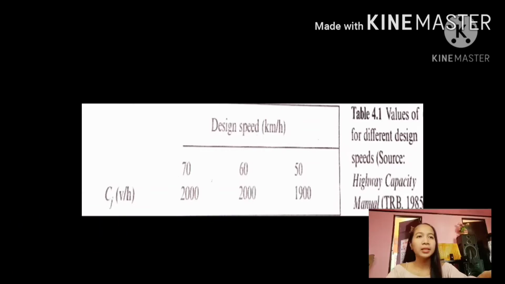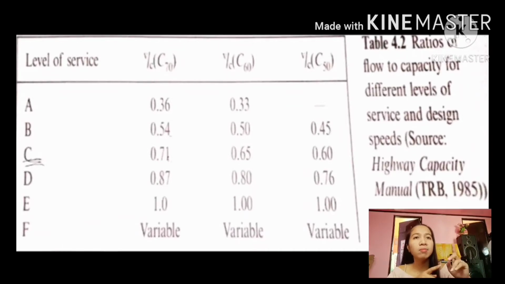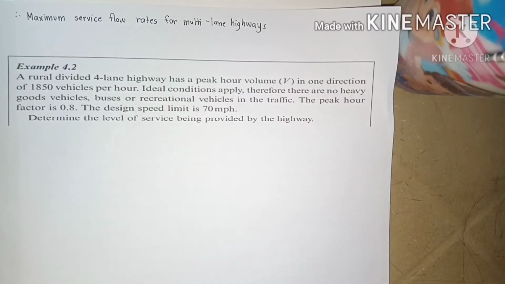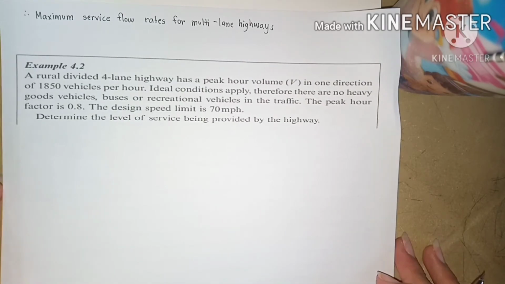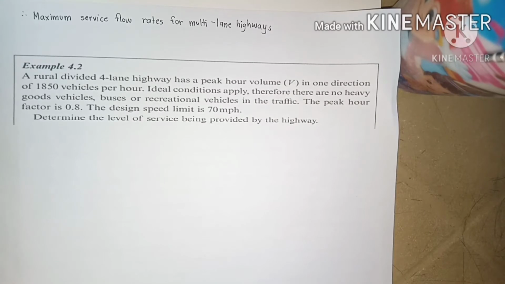And also, meron din tayong table for the maximum ratios of flow to capacity for each level of service and design speed limit. Let's have an example in this area. An example problem in maximum service flow rates for multi-lane highway. Pakibasa na lang po, viewers. Here we are asked to determine the level of service being provided by the highway.